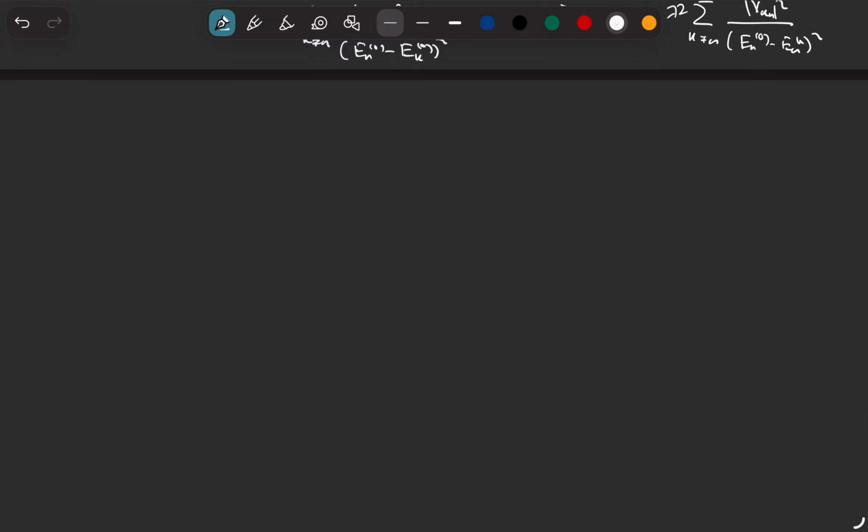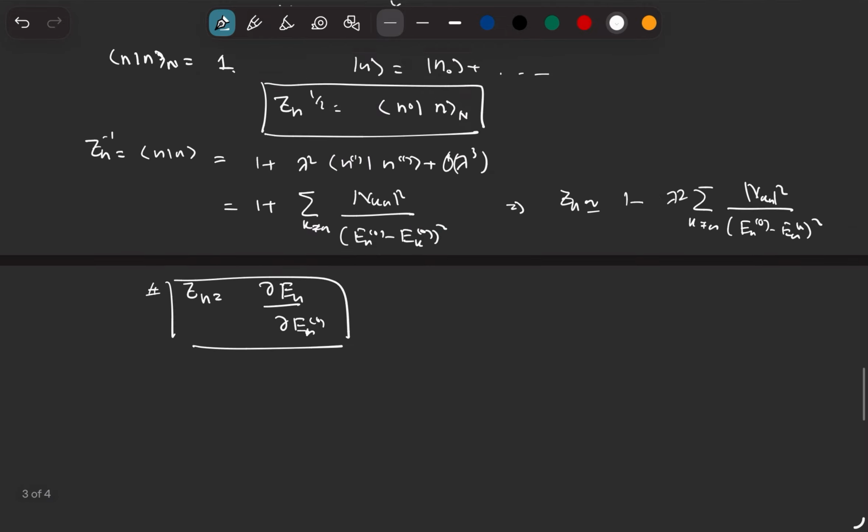And one small thing that one can observe is that your Zn is always the derivative of your energy correction En with respect to En0. So this is a small observation, and this is correct for all n.